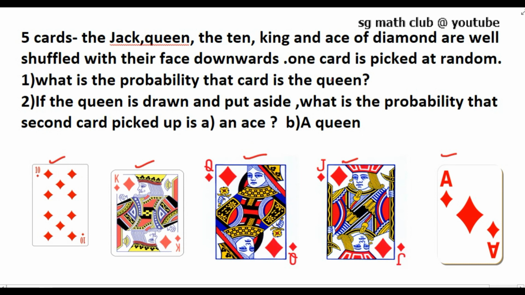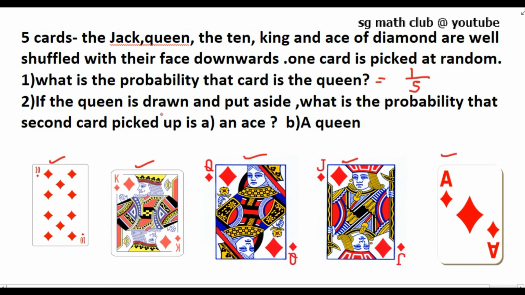Very simple. How many cards are there in total? 5. And one card you are taking, what is the probability of getting the Queen? How many Queens are there in this group? Only one. So it is 1 by 5.